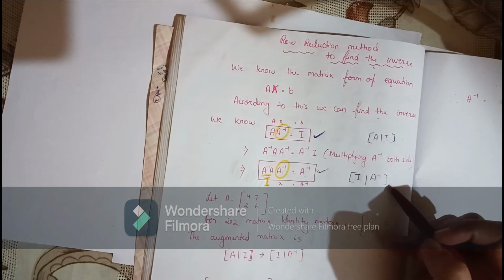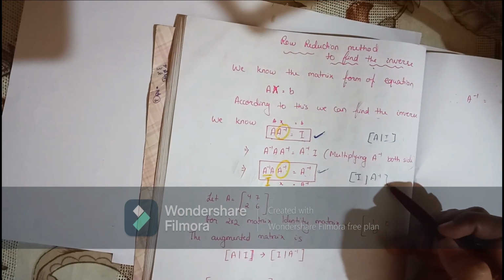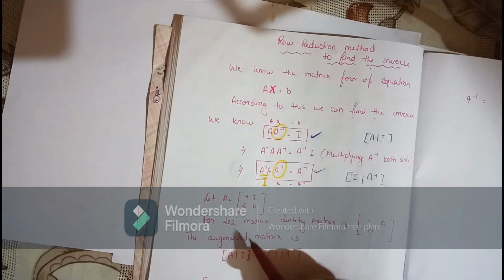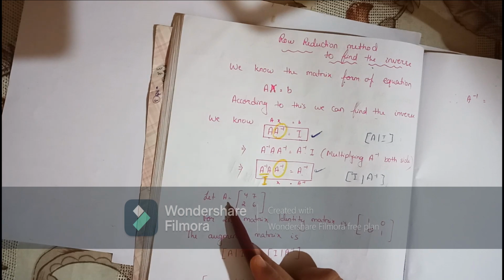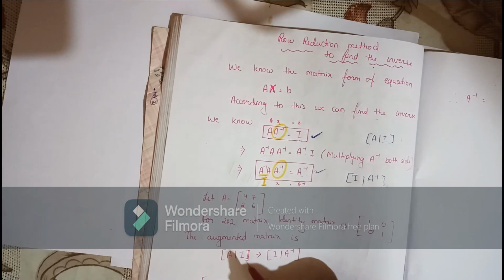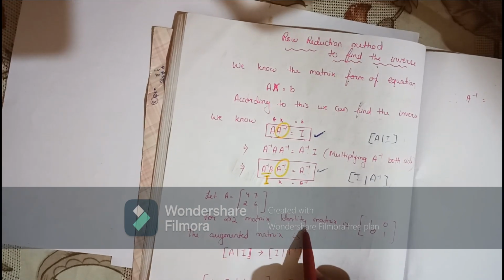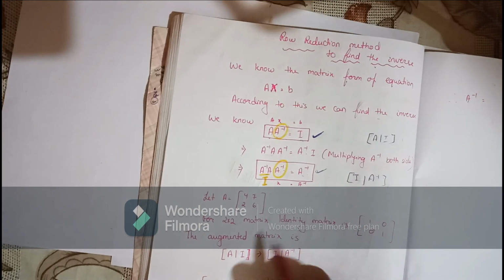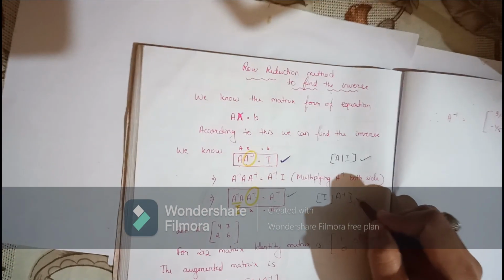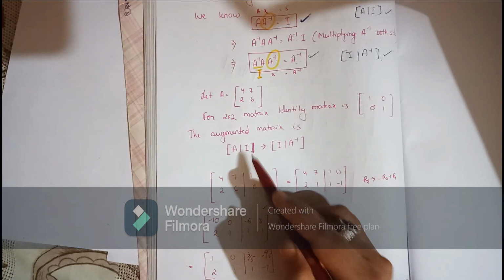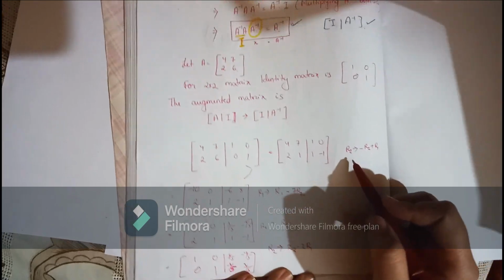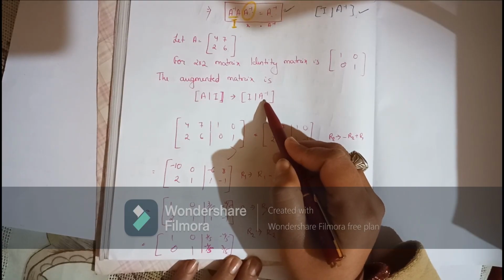So this is the thing we have to do in the row reduction method, and we will operate only row-wise. Here I took an example. Let A be equal to 4, 2, 7, 6, a 2 by 2 matrix. For a 2 by 2 matrix, the identity matrix is 1, 0, 0, 1. So the augmented matrix is of the form [A | I] equals [I | A inverse]. This is A, this is I. Now I will solve it by doing row operations. Whatever I get on the right-hand side will be A inverse.